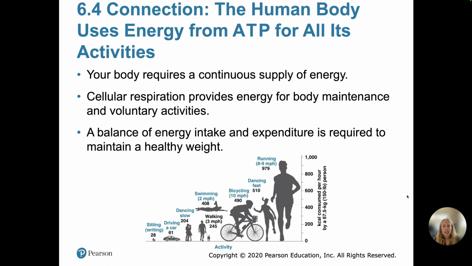A balance of energy intake and expenditure is required to maintain a healthy weight. And this image down here just shows the typical energy expenditure per hour of each of these activities in kilocalories per hour. These are kilocalories, which is just calories with a capital C. Kilocalories are what, if you were to pick up a snack from the grocery store and look at the label, everything is listed in kilocalories on that label. So sitting and writing, low energy expenditure. We get up to higher and higher energy expenditures. The highest would be running for an hour at 8 to 9 miles per hour, which would burn about 979 kilocalories.